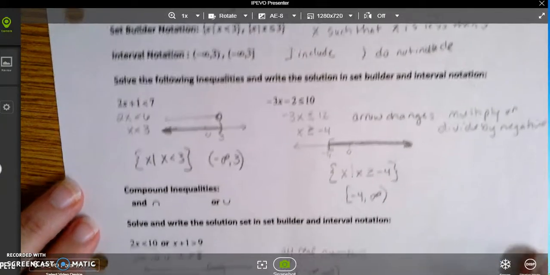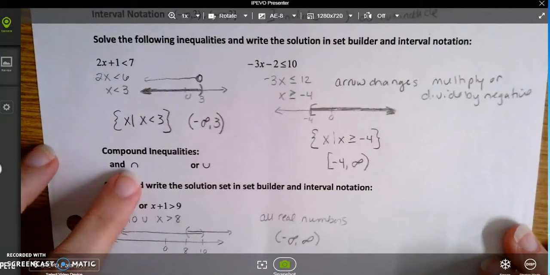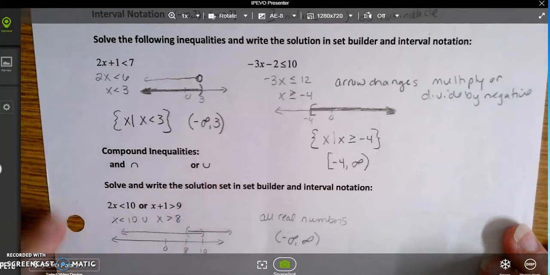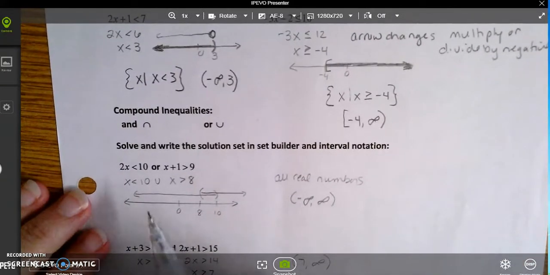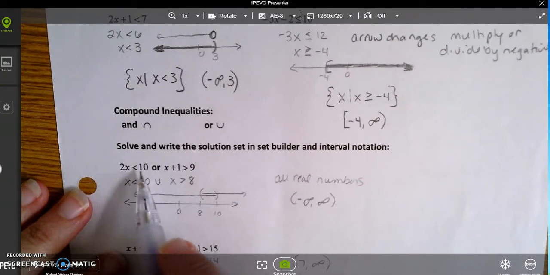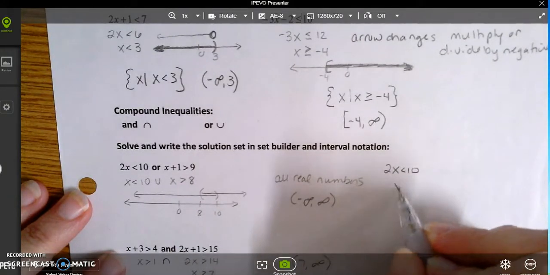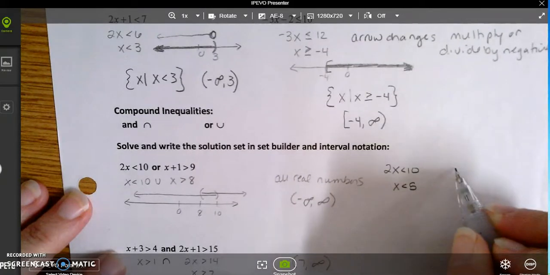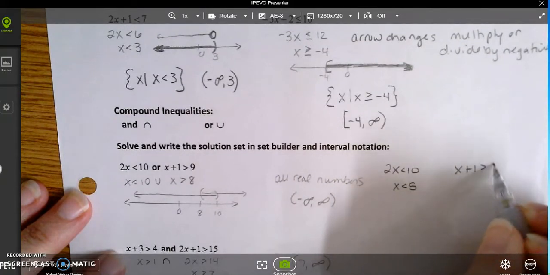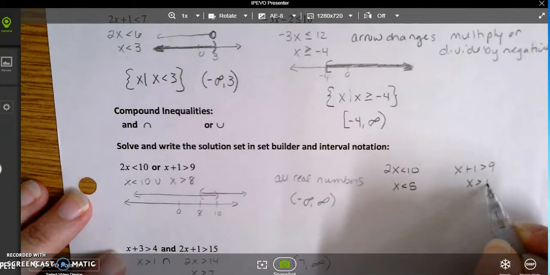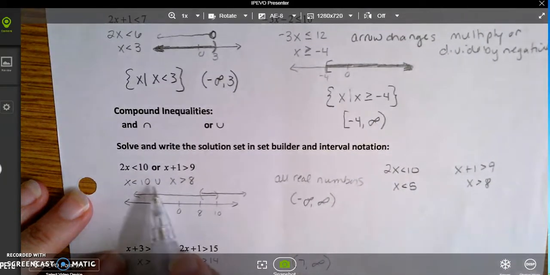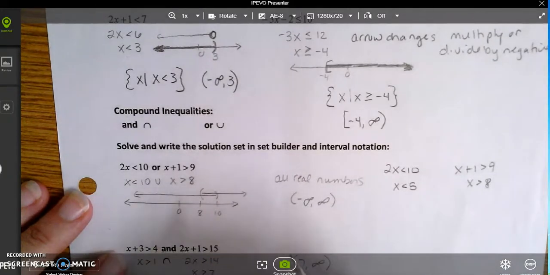All right, so with compound inequalities, we use the and symbol or the or symbol when we write our notations. So here, what we're going to do with this one is we're going to solve both sides of the problem. So we're going to solve the 2x less than 10. We get that. And then we're going to solve the x plus 1 is greater than 9. And we get this. And that's where we came up with these 2 points. And it says or. So or means it has to be one or the other.